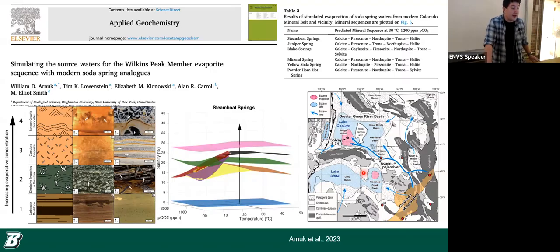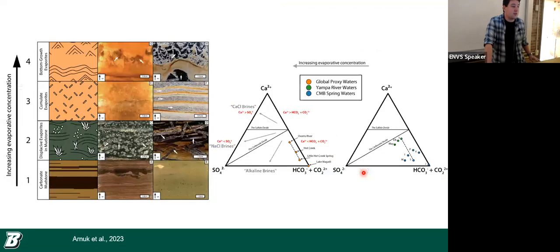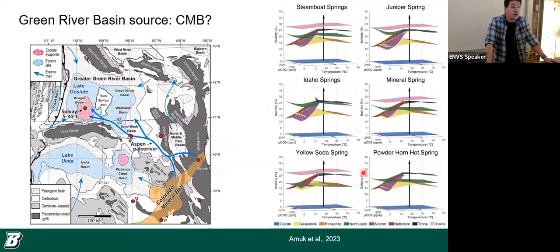And it turns out that these Colorado mineral belt spring waters do an excellent job of reproducing the same mineral sequences that we see in the cores, in the outcrops of the sediments from this region.